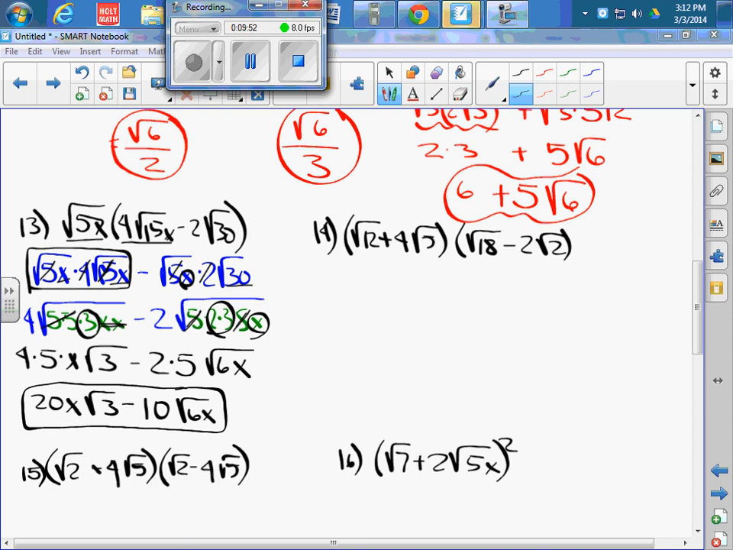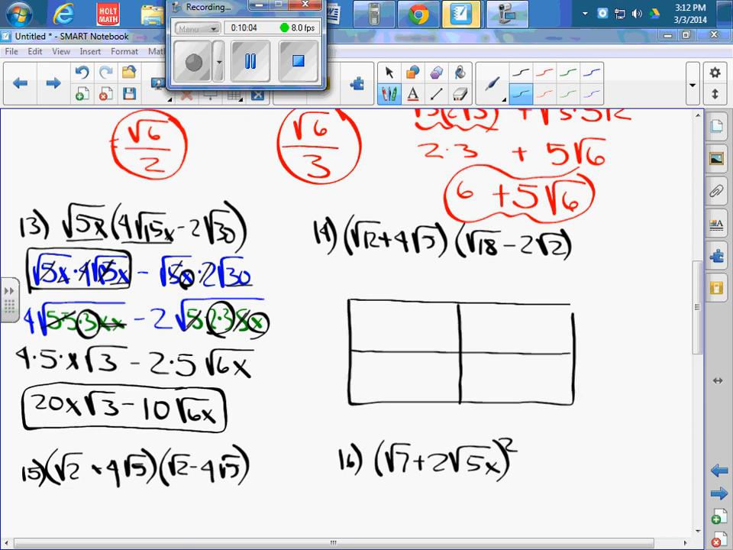Number 14, let's do window panes. Here's how we do window panes. Remember this? Now this radical 12, I would change that to 2 radical 3. I'm always into simplifying radicals first. So 2 radical 3, you don't have to, it's just easier to do it now than at the end, I think.